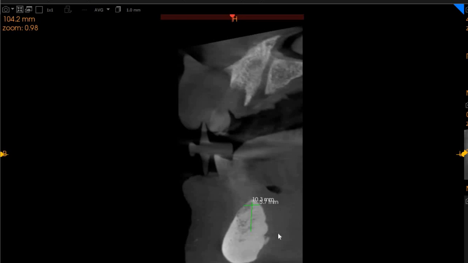So we've got some areas of cancellous bone here, but again we will quantify this bone as D1, as there is very minimal cancellous bone and very thick cortical bone all around.